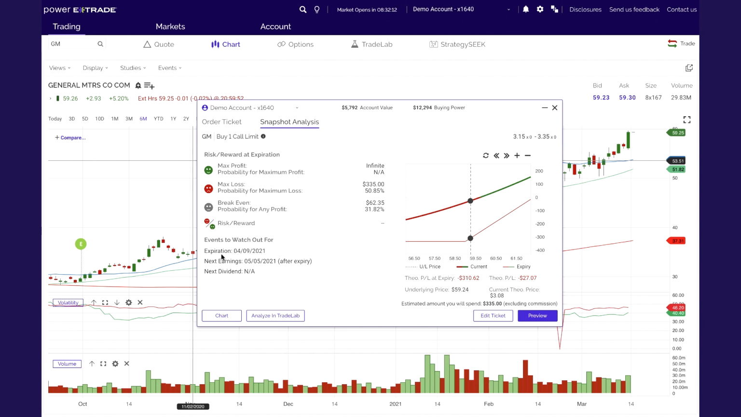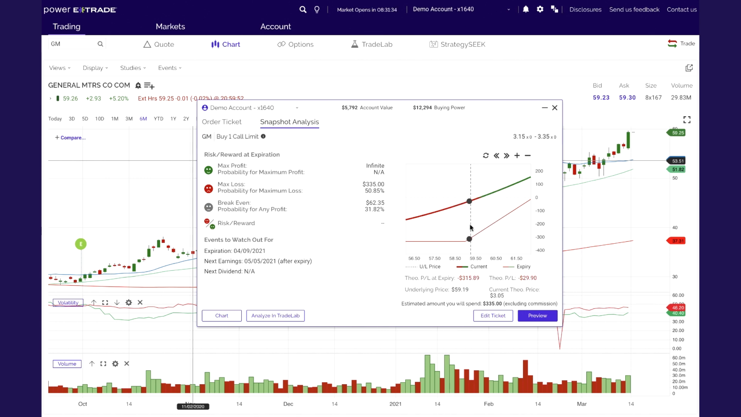Events to watch out for indicate that I've got the expiration, which would be April 9th. It also tells me a key event like earnings that's happening May the 5th after expiration. I can also come over to my hockey stick diagram, and I can begin to move the price and start to simulate what my P&L would be. Down here you can see that there's a theoretical P&L at expiration determined by how I'm sliding the scale here, but also there's a theoretical P&L for the time present instead of at expiration here. And as you can see, the underlying prices I slide will change the P&Ls for both of those.